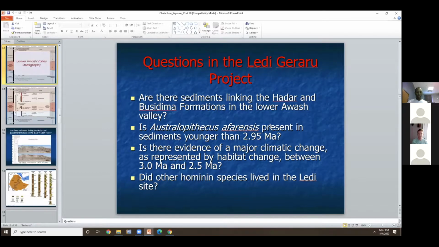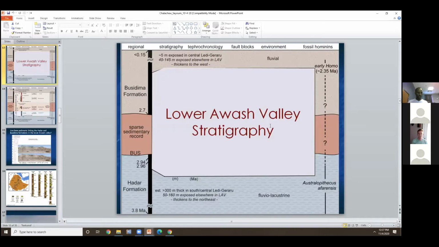So with these questions, this project has been working in that area for more than 10 years. It is very close to the sites I showed you. There is a good record of fossils older than 3 million years in Hadar, Dikika, Gona, and Woranso-Mille, which are in close proximity to the Ledi-Geraru site. They have lots of hominin fossils. But there is one caveat.